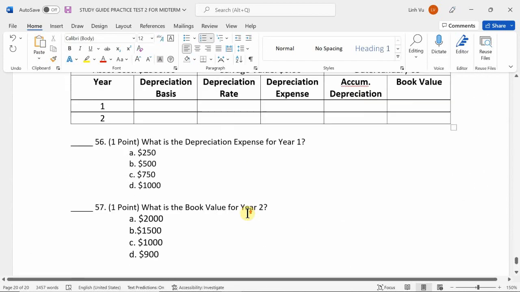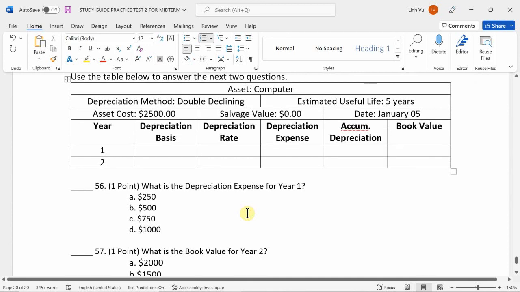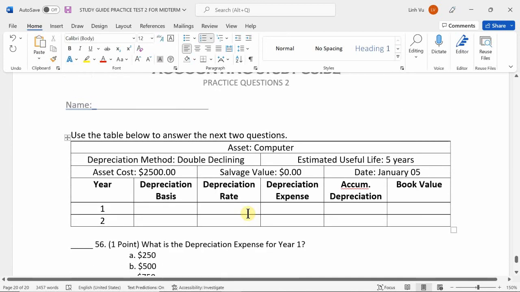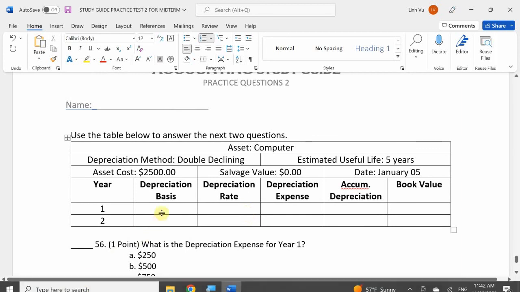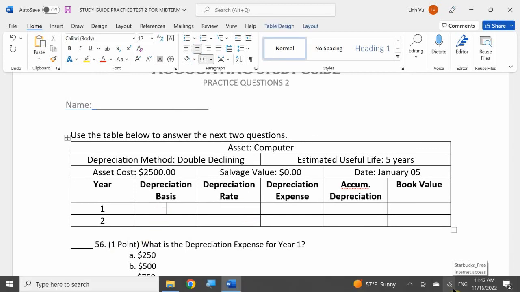The last problem for this study guide is to do the very last method. Once again, you're going to use the table to answer the next 2 questions. This time, we're going to be using that same computer, and we're going to use the double declining method instead. Your asset cost is $2,500. Salvage value is 0. Estimated useful life is 5 years. And you decided to put it in service as of January 5th. So depreciation basis is going to be the beginning of the year's book value. Since I haven't depreciated at all, it's going to hold a value of $2,500.